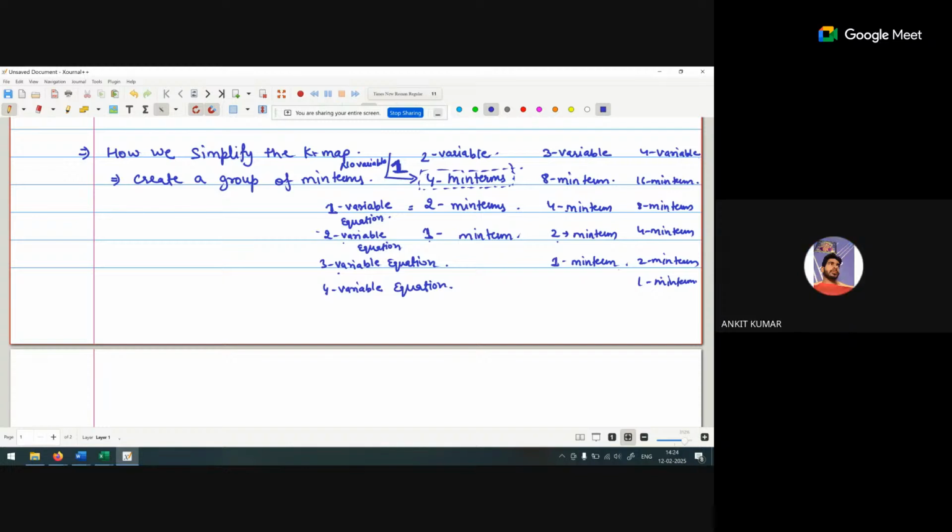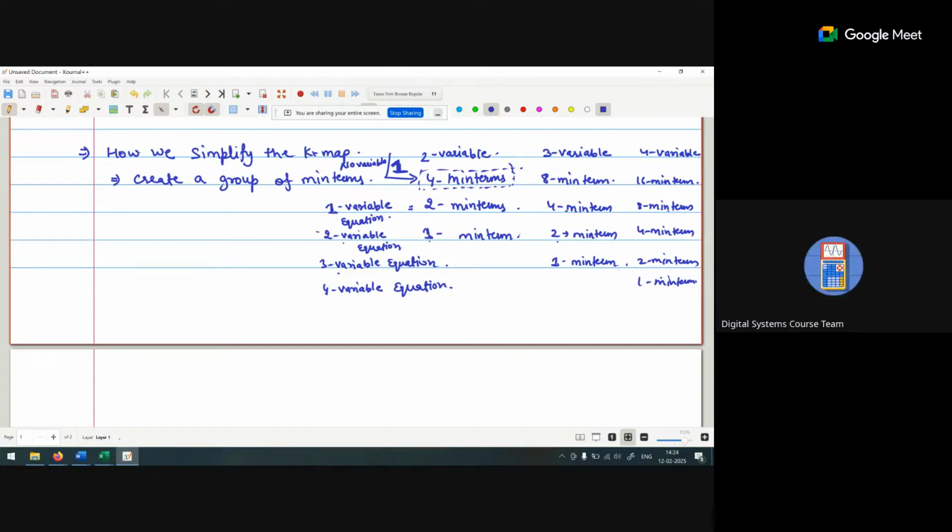Sir, similarly, can we create a group of max terms? Yeah, we can create a group of max terms also. Initially we go with the mean term, and after that we create the max term part. It is a confusing part between mean term and max term, so I separate them. First I explain mean term. You clear your mean term doubt, and after that we go to the max term. Okay, sir.